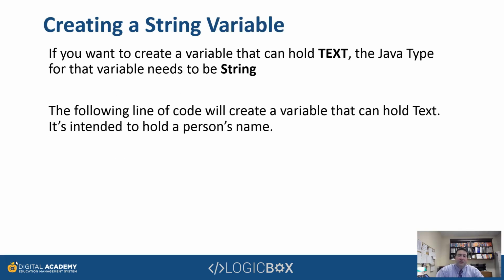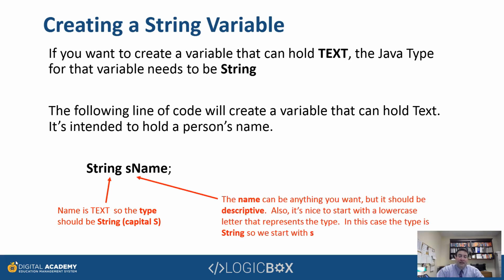So if we want to create a variable to hold text, we would need to make the type String. The statement String sName would create a variable called sName that can hold text. It has to be type String, and again, the name can be anything, but if it's going to hold a name, it should be descriptive, and we want it to start with a lowercase s to represent that that variable is a string.